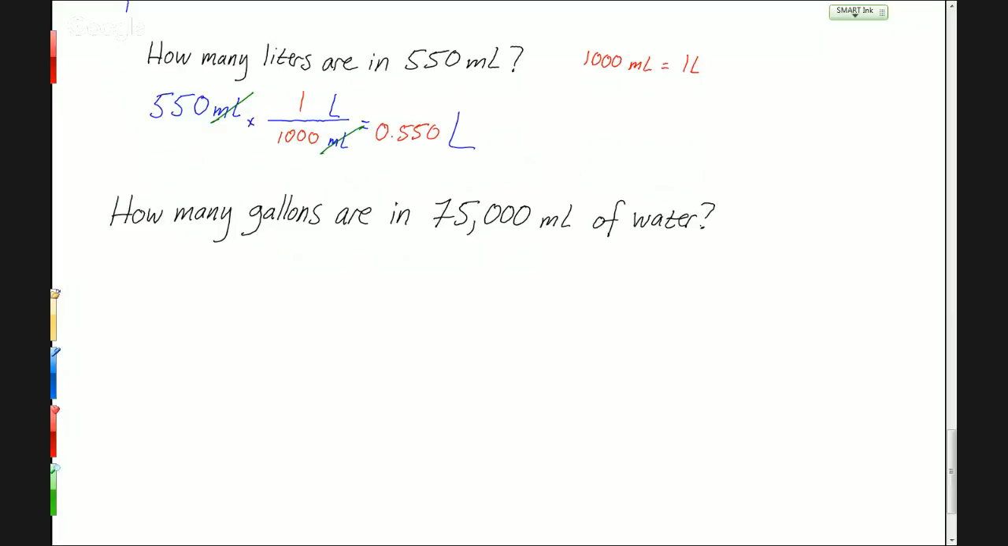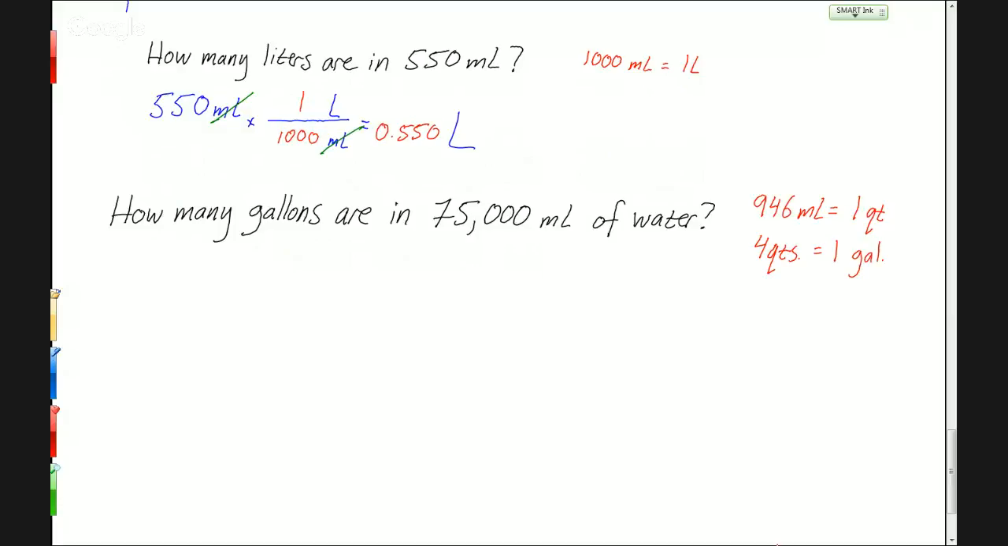We can look it up, but you don't need to know these kinds of conversions. But let's say you looked up some conversions, or they were given to you on an exam or something like this, and this is what was given. 946 milliliters is 1 quart. And there are 4 quarts in 1 gallon. So those are the conversion factors that you found, let's say.